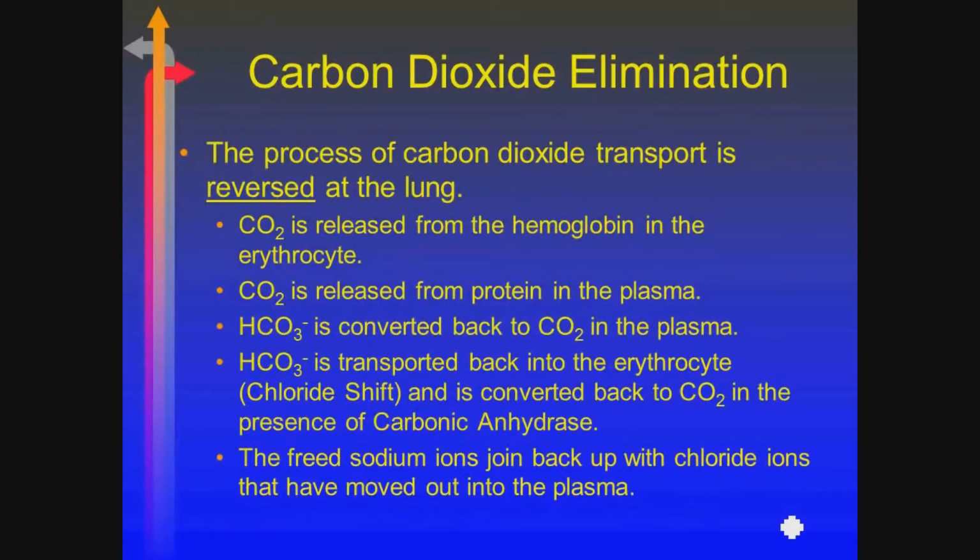Bicarbonate that's within the plasma goes in the opposite direction. It picks up a hydrogen ion, forms carbonic acid, dissociates into CO2 and water. CO2 is eliminated. Bicarb is also moved back through the chloride shift, exchanged with chloride, back into the erythrocyte, where it's rapidly reconverted back into CO2 and water.